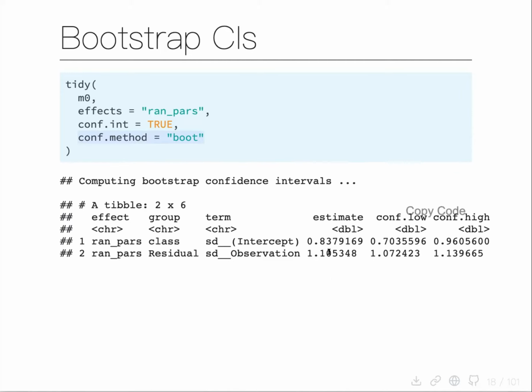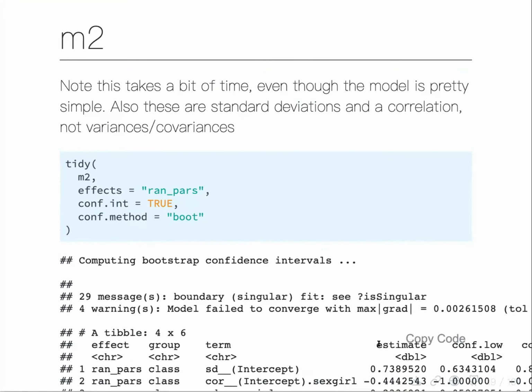But then you get something like this, right? Here's the point estimate, and then you have lower and upper bounds of that point estimate from bootstrap resampling. Okay? And then you could use that for plotting if you wanted to.